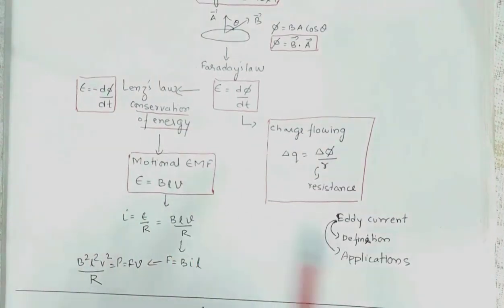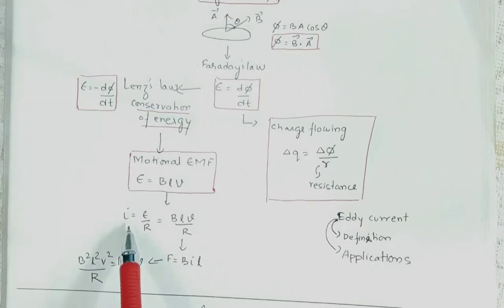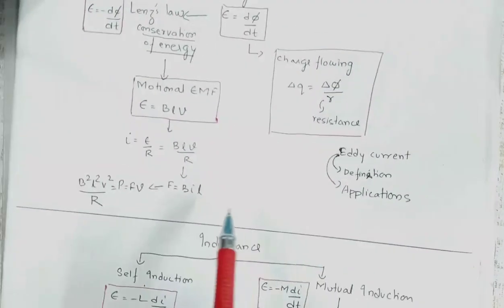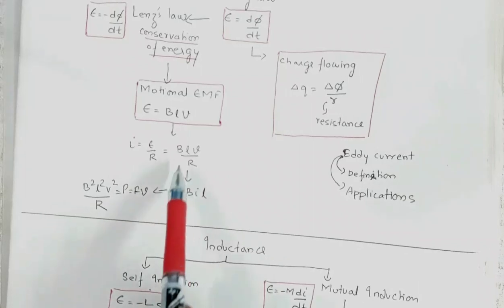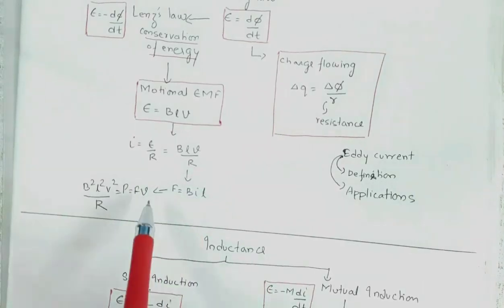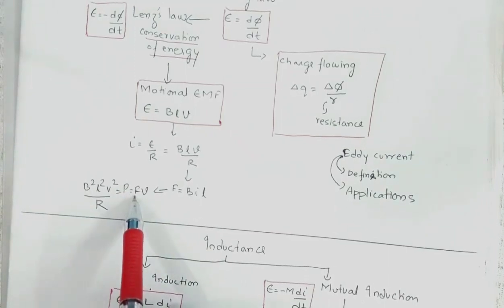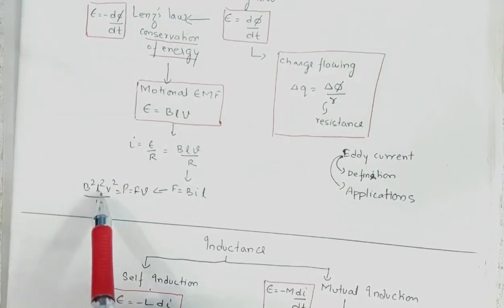Now from this expression you can calculate the current flowing in the conductor, I equal to E by R, Ohm's law, where R is the resistance. Now E is BLV, so I is BLV by R. The force on a current carrying conductor in a magnetic field is given by the expression F equal to BIL. If you substitute the value of current, you will finally obtain the expression for power. Power is force into velocity. So power is B square L square V square by capital R. This R is the resistance of the conductor.